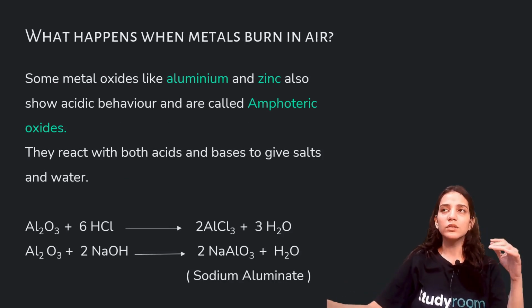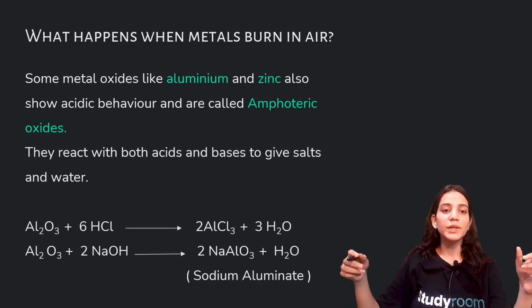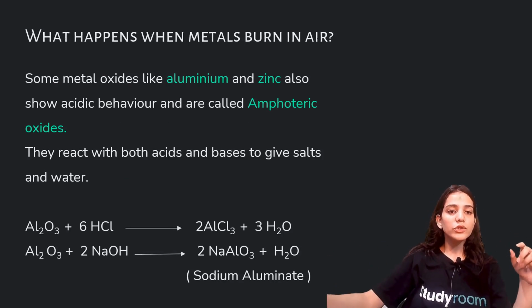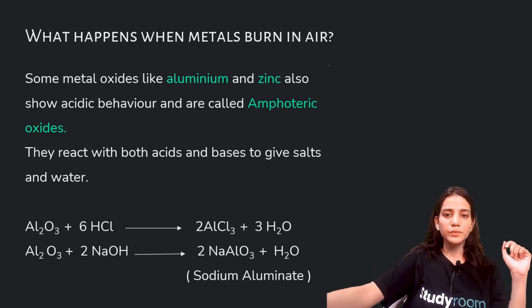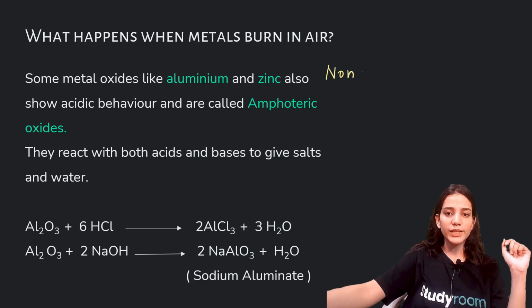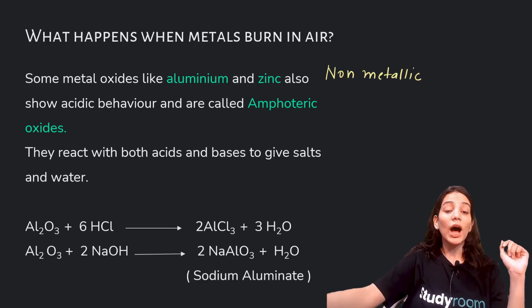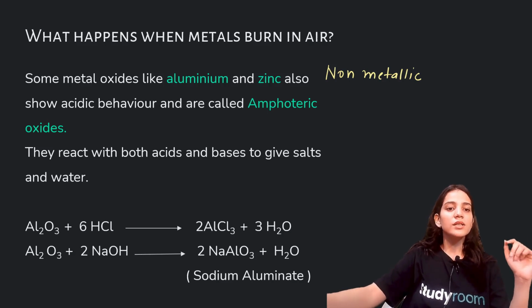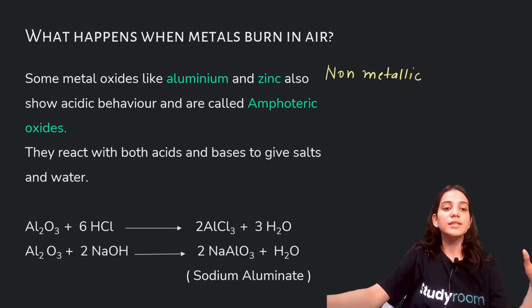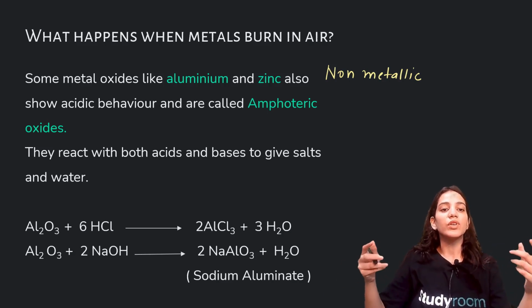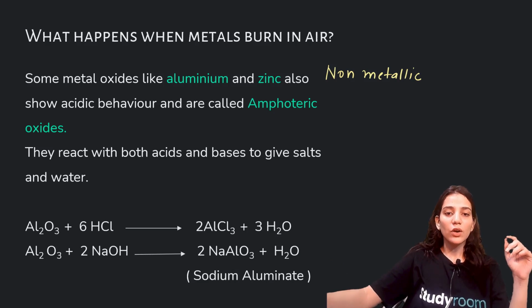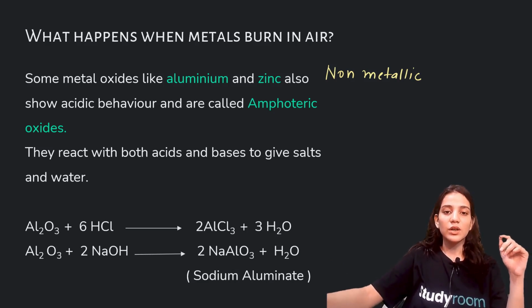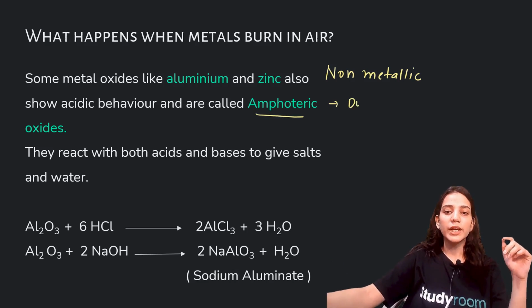Now some metal oxides like aluminium and zinc also show acidic behavior. We studied in the previous slide that only non-metallic oxides are acidic in nature, whereas metallic oxides are basic in nature. But some metal oxides like aluminium and zinc show acidic behavior as well. So that's why they are called amphoteric oxides, which means dual behavior.